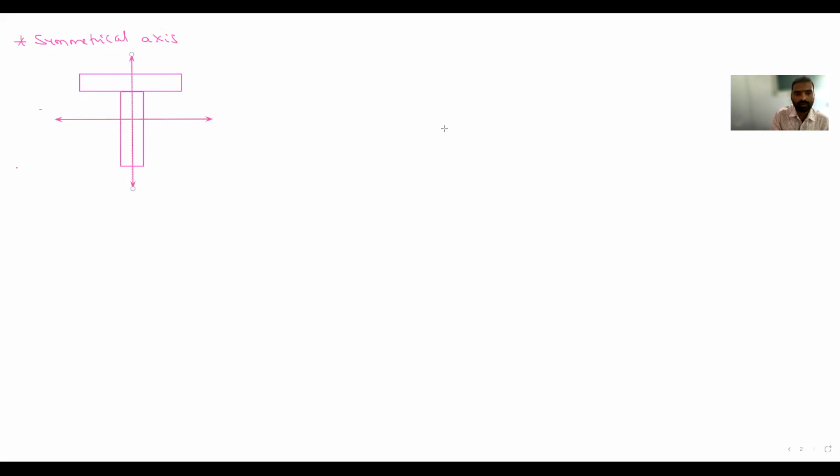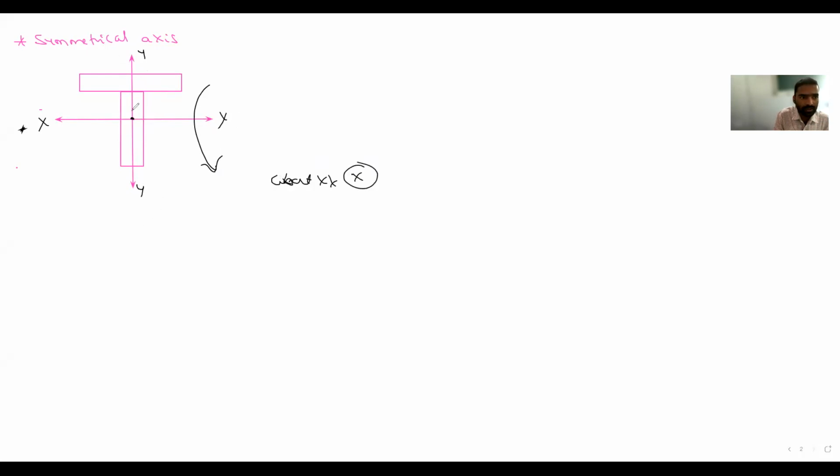Now tell me, is this figure symmetrical about the x-axis? It means whenever you cut about the axis, it should be the same. So this is the centroidal axis, this is the x-axis, and this is y. I will cut about the x-axis. If I fold like this, is it the same about the x-axis? No. About the x-axis, it is not symmetrical.